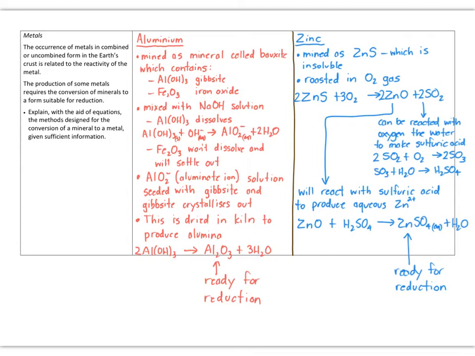However, before we can do that, we often need to convert the mineral into a form ready for reduction. So what this dot point says is explain with the aid of equations the methods designed for the conversion of a mineral to a metal given sufficient information. So here, firstly, the given sufficient information. You do not need to remember the details of all these processes. You will be given information and you need to interpret it.